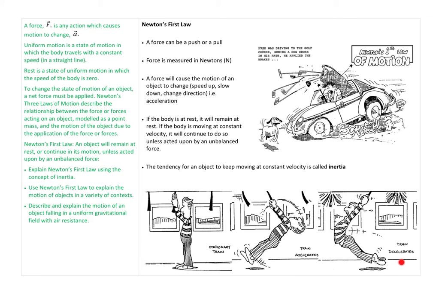Then, when the train tries to come to a stop or decelerate, your body is moving now at constant velocity. As the train slows down, your body wants to keep going at constant velocity. So what happens is you tend to move forward with respect to the train. The velocity of the train is decreasing, so your body tries to keep going, and that's why you would lurch forward.